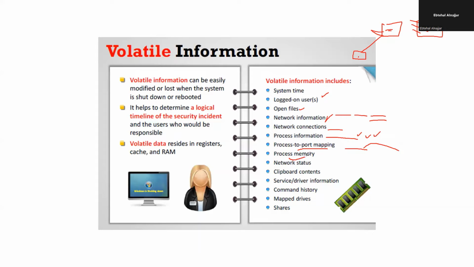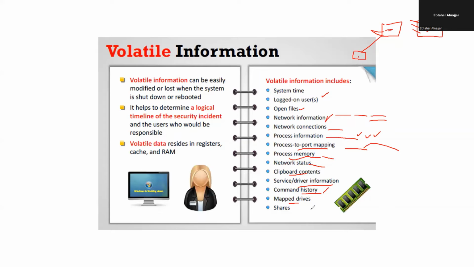You can see what application is running and its memory. You can look at the network status, what connections you have. You can look at the clipboard content, services running on this machine, and command history, because the attacker sometimes likes to use something called living on the land. So they start to run command lines on the machine. The command line history is going to be lost when you restart the machine, so I also want to have a copy of this.